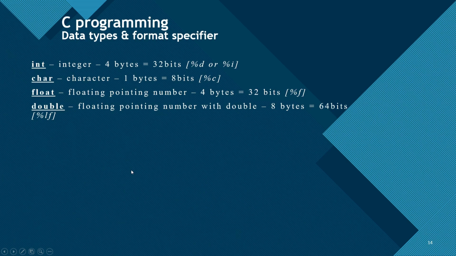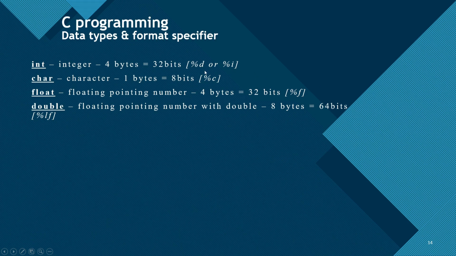Data types and format specifiers. Four data types are there in C programming. They are integer, character, float, and double. Integer takes 4 bytes, character takes 1 byte, float takes 4 bytes, and double takes 8 bytes. That is 32 bits, 8 bits, 32 bits, and 64 bits.